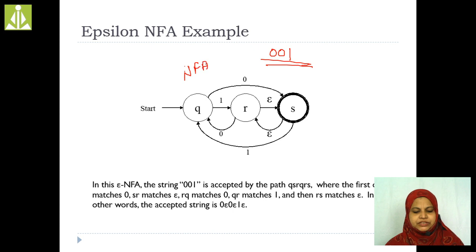Whenever we process any input string, we have to start from the initial state. Which one is the initial state here? Q is the initial state. Q on 0: which state are we getting? S, right? Q on 0 is S.